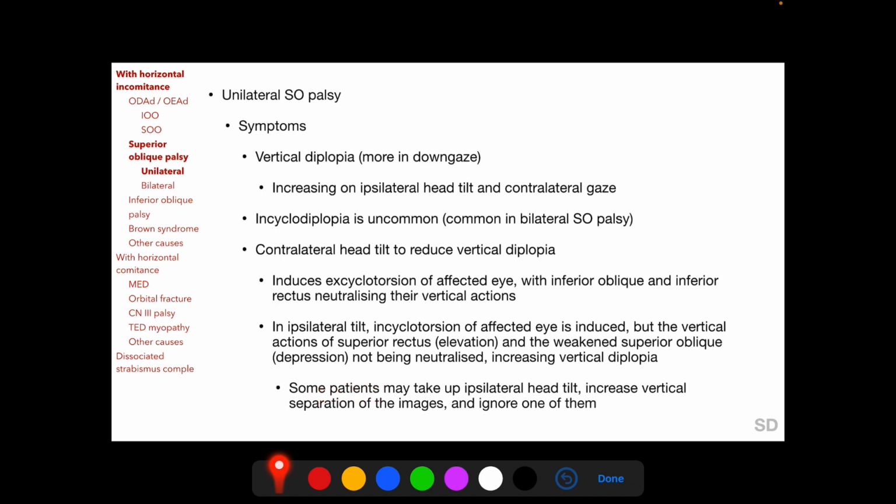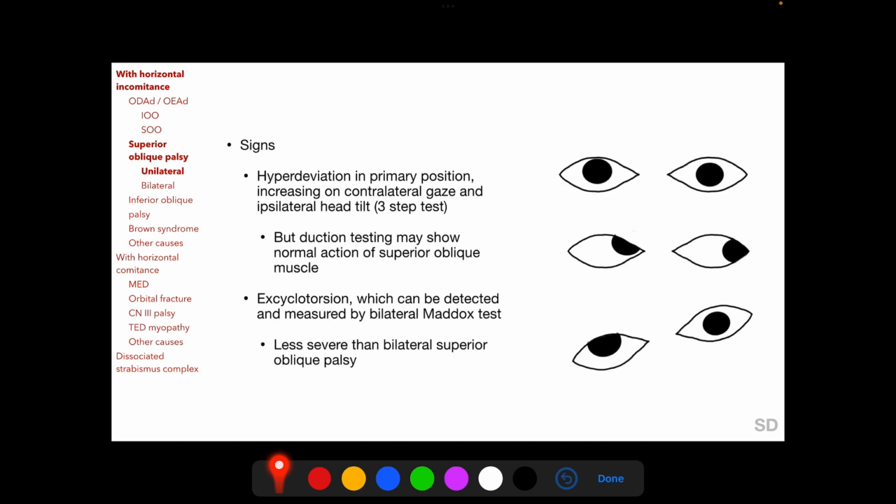However, some patients may take up ipsilateral head tilt, increasing the vertical separation of the two images, and ignore one of them. Signs of unilateral superior oblique palsy include hyperdeviation of the affected eye in primary position, which increases in contralateral gaze and in ipsilateral head tilt. But adduction testing with the fellow eye covered may show normal action of the palsied superior oblique muscle. Excyclorotation can be detected by bilateral Maddox rod test, and this test also helps in measuring the excyclotorsion. But as we have mentioned, excyclotorsion is less severe than in bilateral superior oblique palsy.